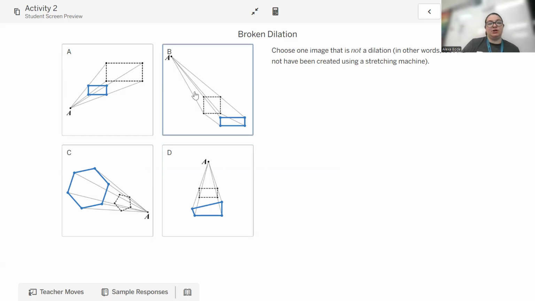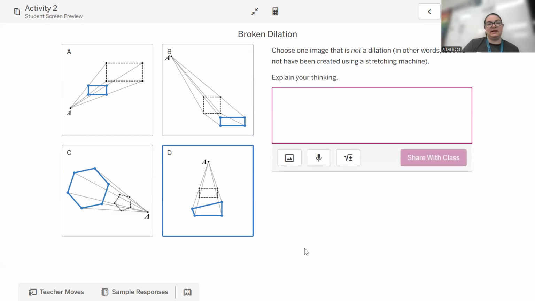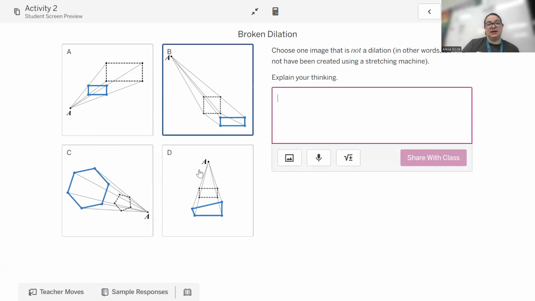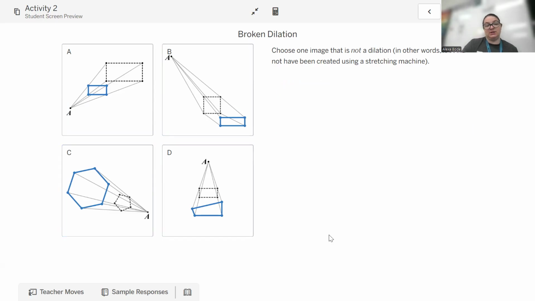Okay, so if you chose B, C, or D, you are correct that these ones are not a dilation. So I want you to explain why these ones are not. A is a dilation. Notice that the lines are nice, perfect straight lines through the points. Okay, so B, C, and D are broken machines. What is wrong with B, C, or D, whichever one you chose?